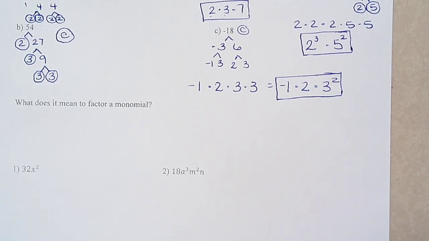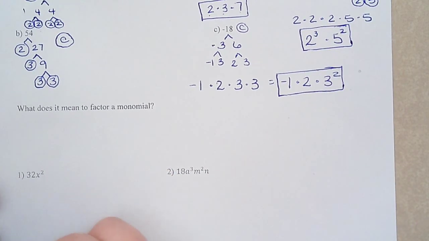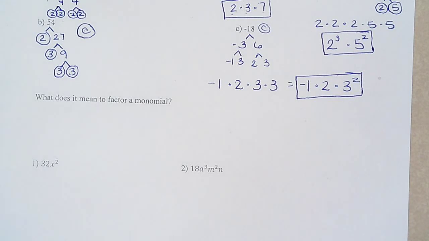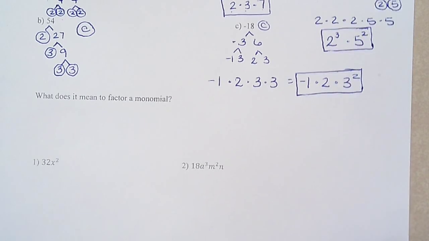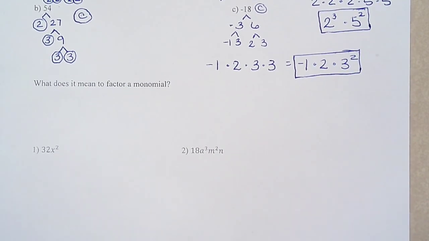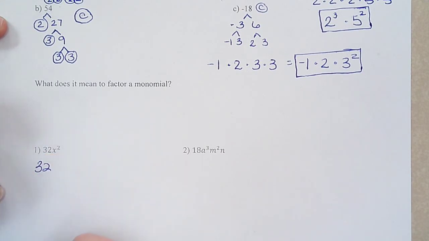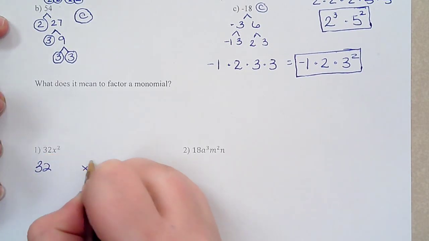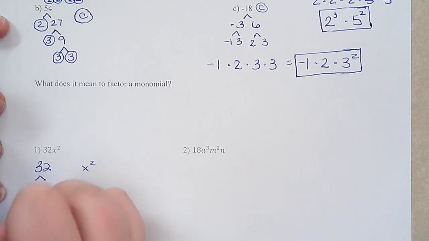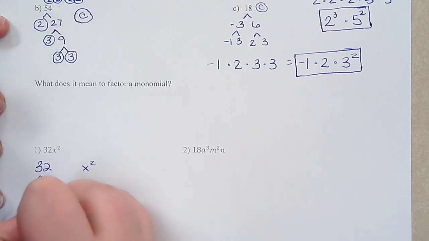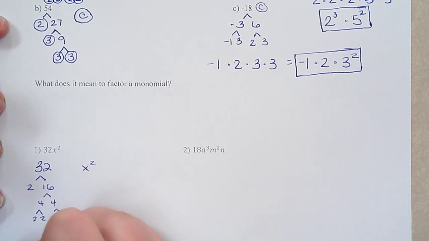So what does it mean to factor a monomial? Well, to factor a monomial means to essentially break it into these pieces. So, for example, if we're going to factor these monomials, we're going to break them into as many small chunks as we can. We're going to do this two kind of ways. So we're going to break up the 32 itself, and we're going to break up the x squared. To do this, I'm going to do 2 and 16, 4 and 4, 2 and 2, 2 and 2.